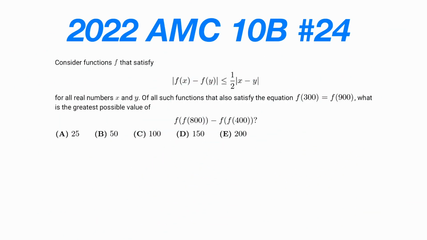In today's episode of Investigation, we'll go over 2022 AMC 10B number 24. It's the second to last problem, so we're almost done.